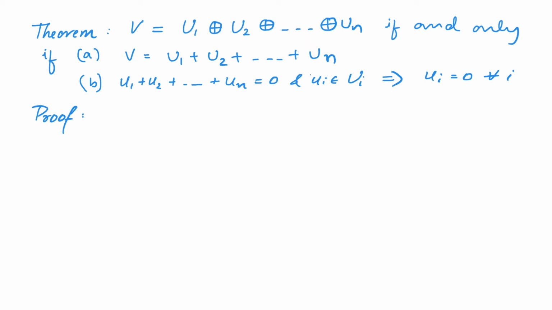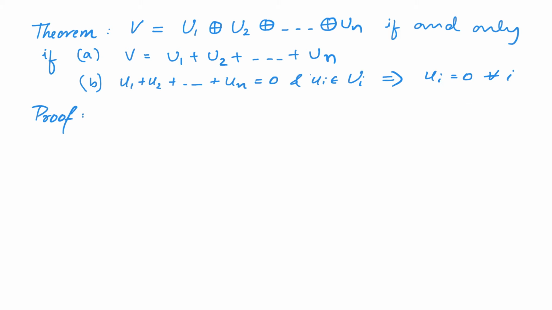More precisely, V is a direct sum of subspaces U1 to Un if and only if V is a sum of those subspaces, and moreover if ui belongs to capital Ui and the sum of the ui's is equal to 0, then each ui is equal to 0.